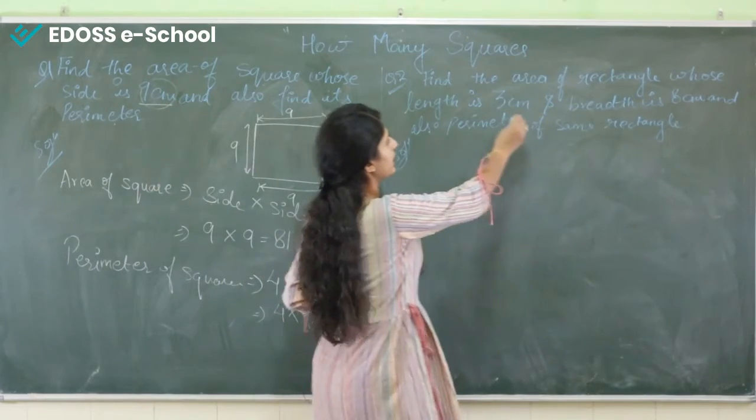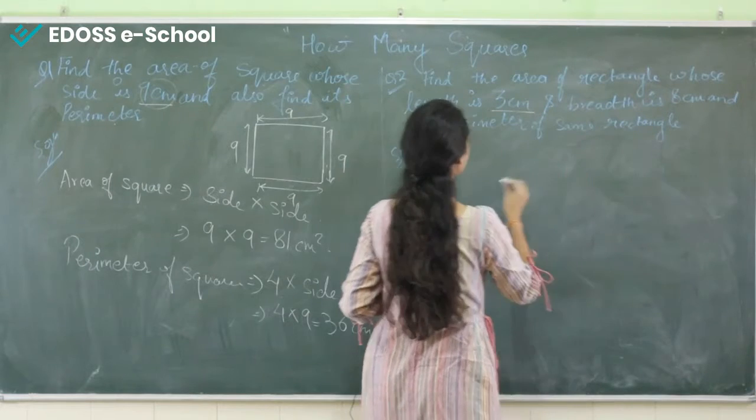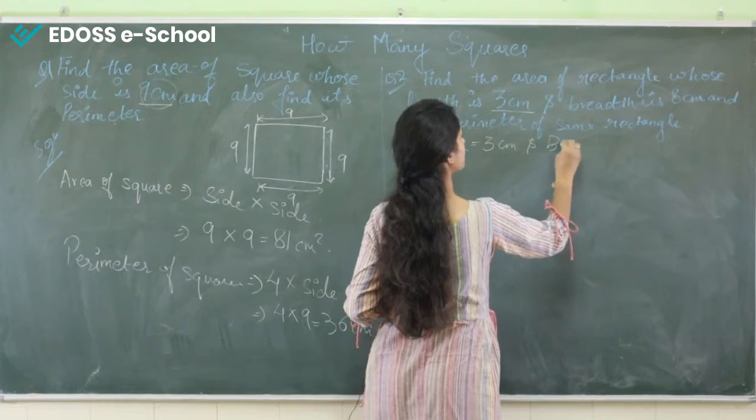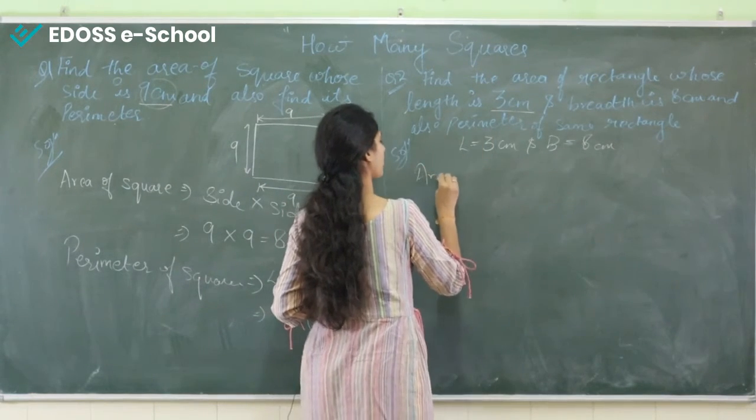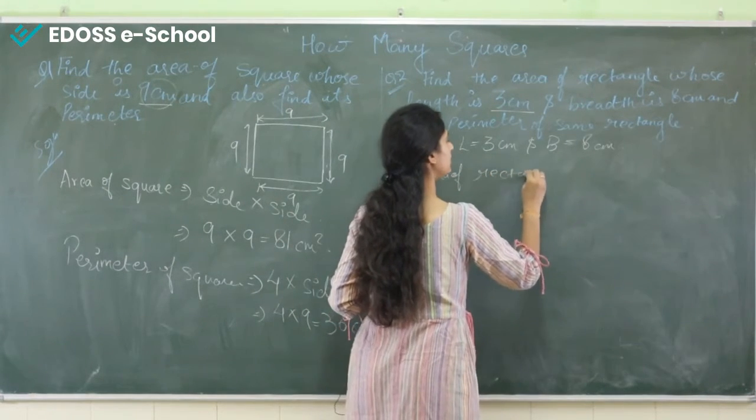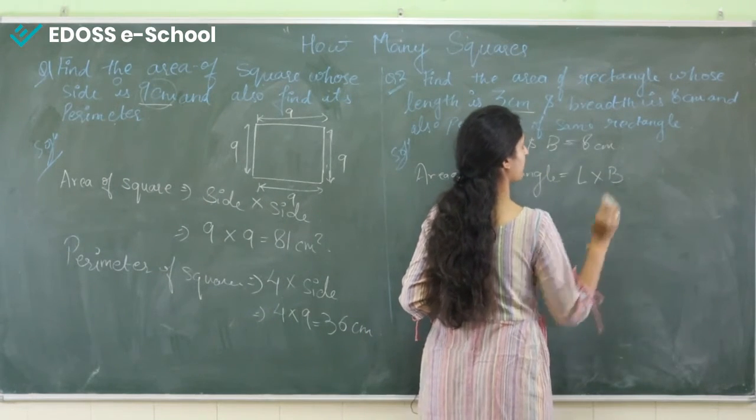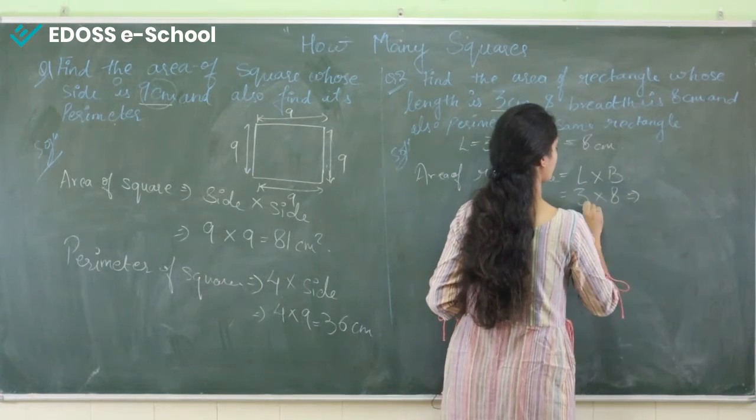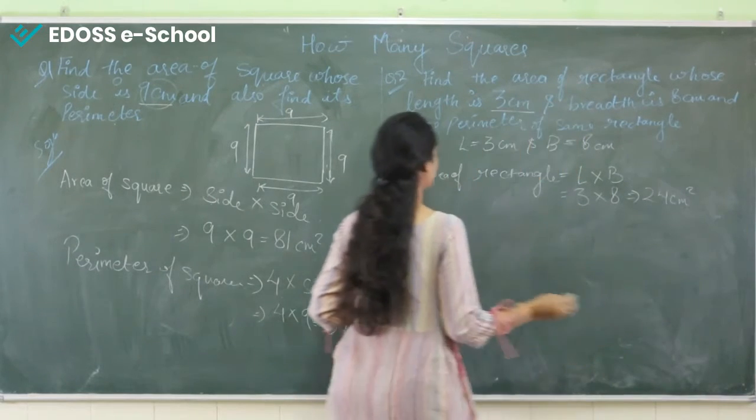Next is find the area of rectangle whose length is 3 centimeter and breadth is 8 centimeter. So length given is 3 centimeter and breadth is equal to 8 centimeter. As we know, the formula of area of rectangle is length multiplied by breadth, that is length is 3 and breadth is 8. So 3 into 8 is 24 centimeter square.